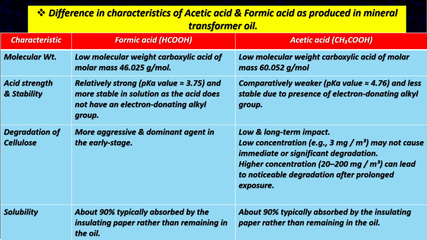Degradation of cellulose: formic acid is the more aggressive and dominant agent in the early stage. Low and long-term impact: low concentration, that is 3 milligram per meter cube, may not cause immediate or significant degradation. Higher concentration, that is from 20 to 200 milligram per meter cube, can lead to noticeable degradation after prolonged exposure.